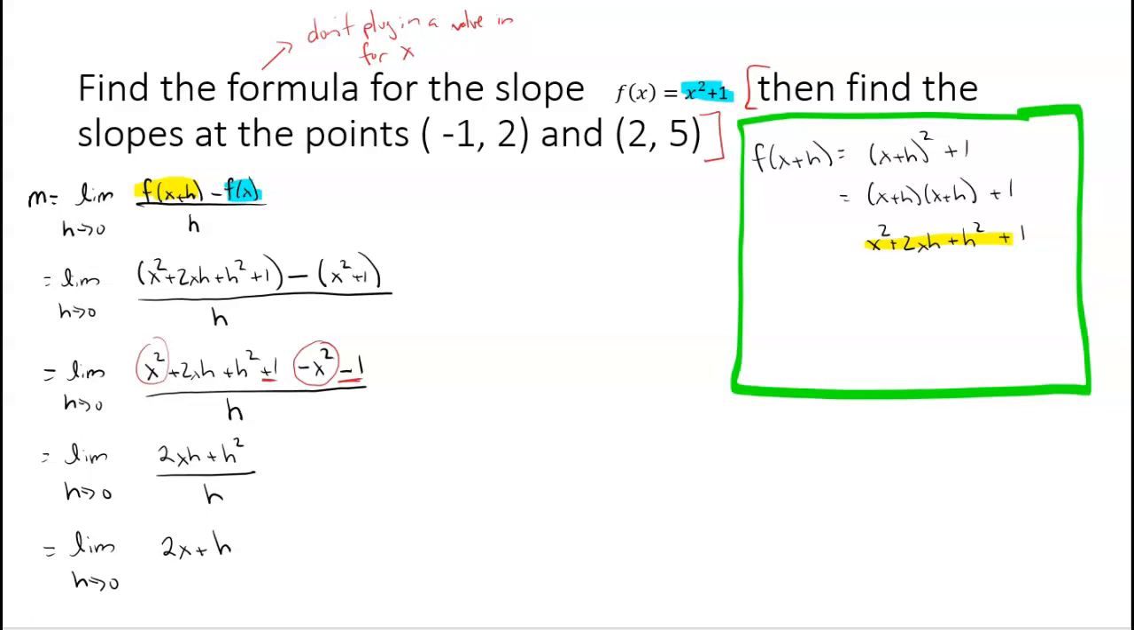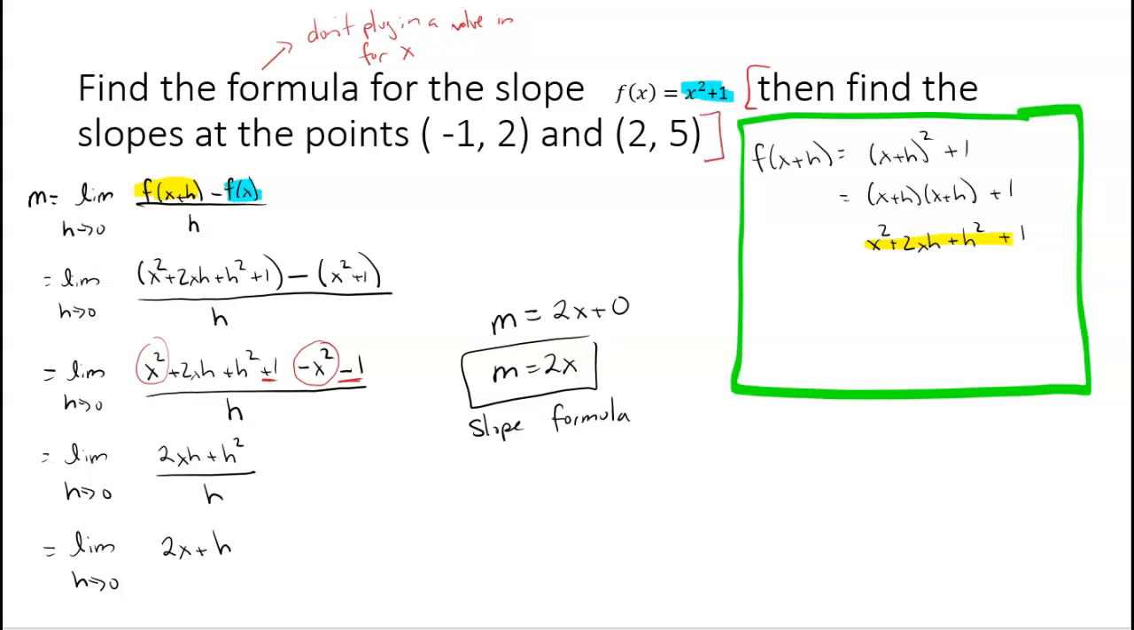Can I plug a 0 in for h? Absolutely. So my slope formula is going to be 2x plus 0, or aka just 2x. So here's my slope formula. So what can I do with my slope formula after I find it?